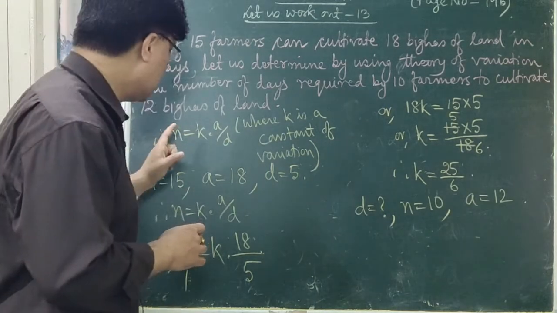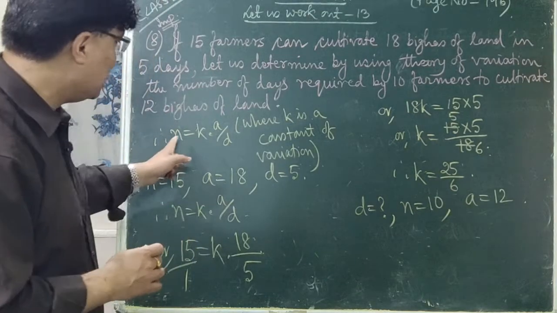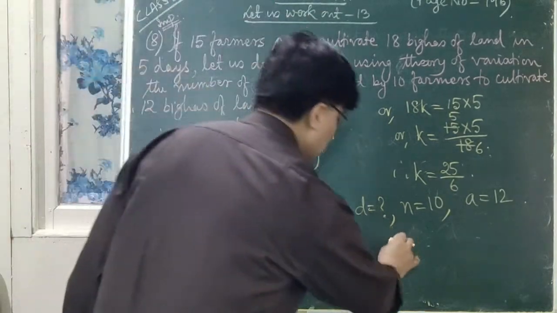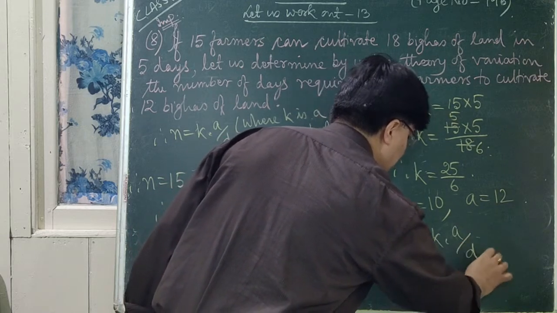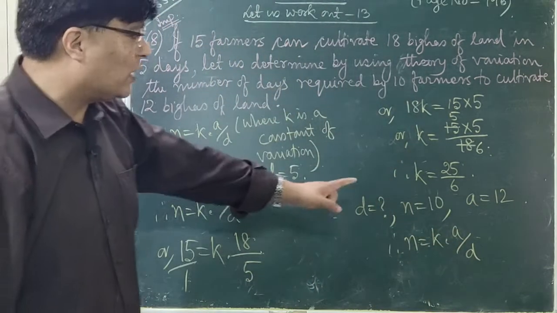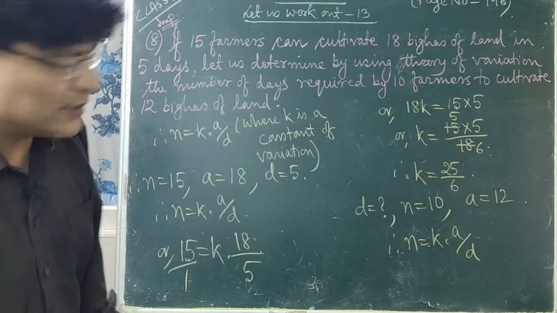Okay, so let us use the same relation out here. That is, N is equal to K into A by D. Now this relation should be used to get the value for D, right?